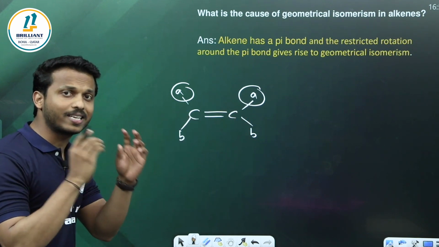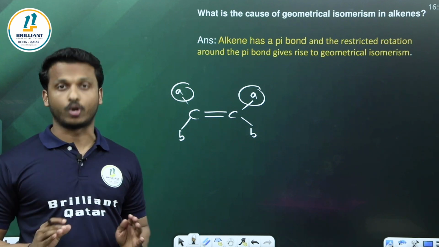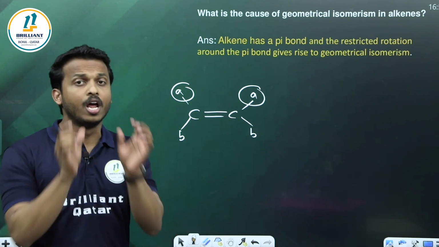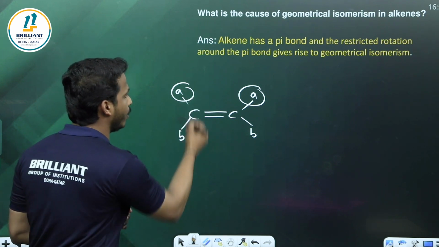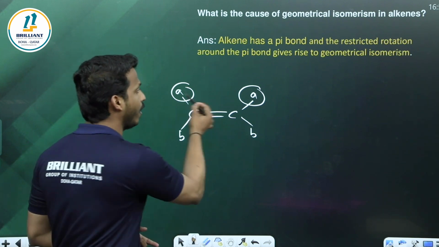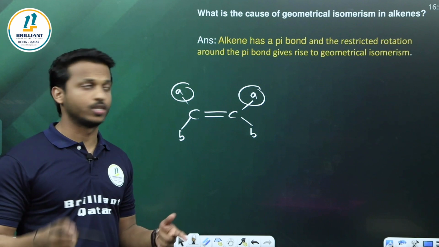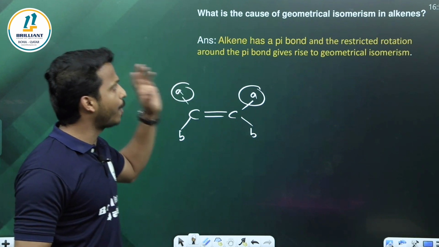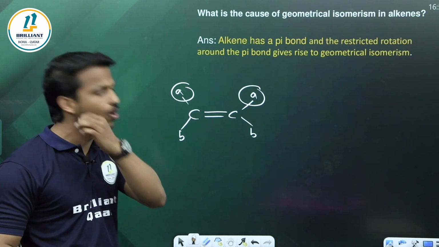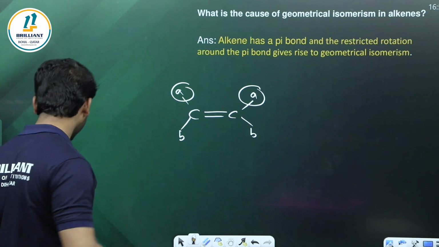Why is cis-trans isomerism given by alkene? That is due to the restricted rotation. The carbon-carbon double bonds are not rotatable. Because of the groups changing, we say cis and trans. If A is on the same side, cis. If A is on the opposite side, we call it trans. So keep in mind, alkene has a pi bond and the restricted rotation around the pi bond gives rise to geometrical isomerism. Okay, this is a reasoning question we can expect.